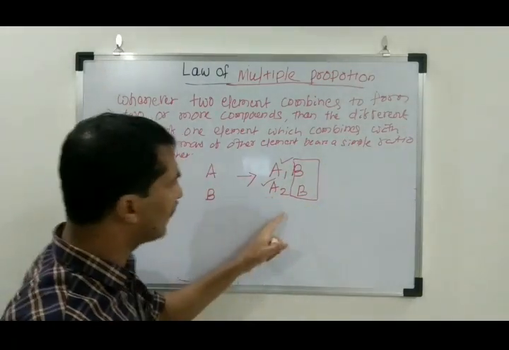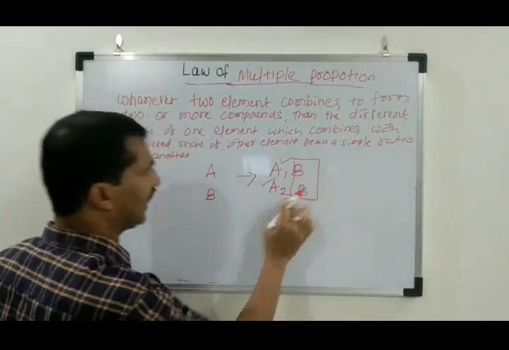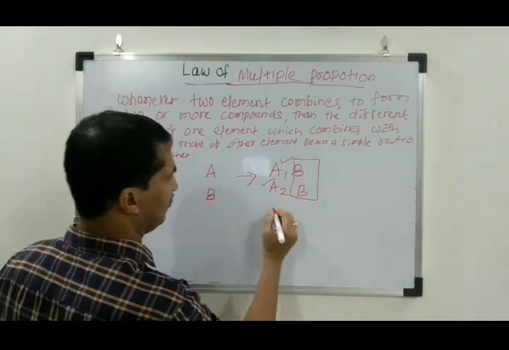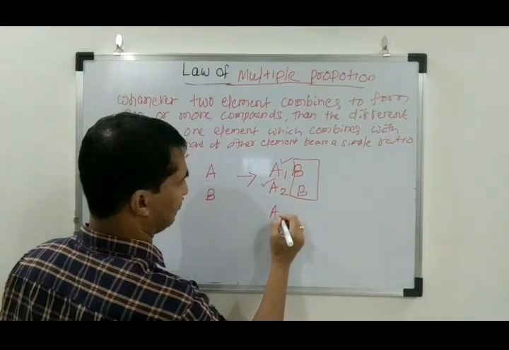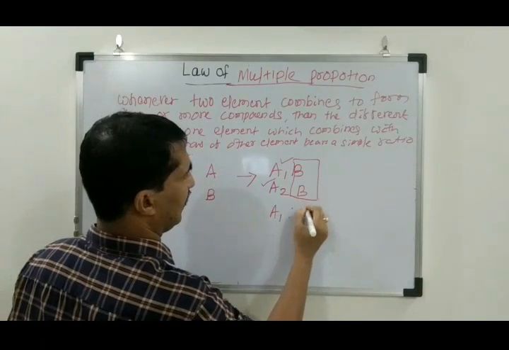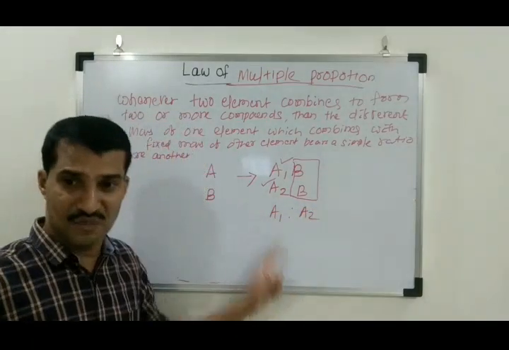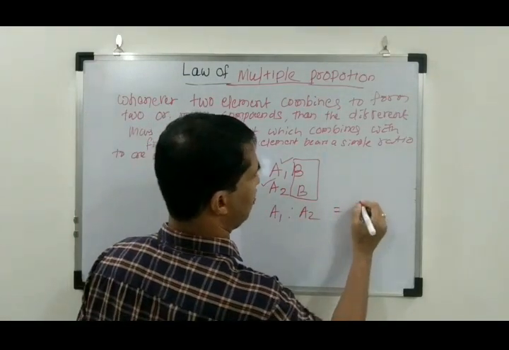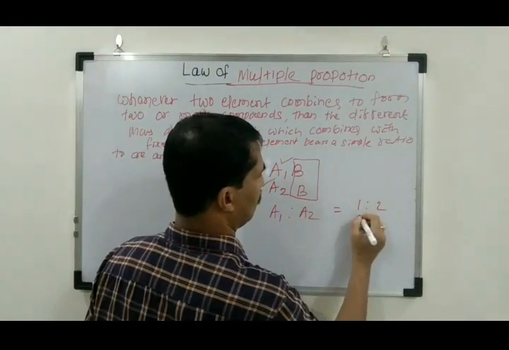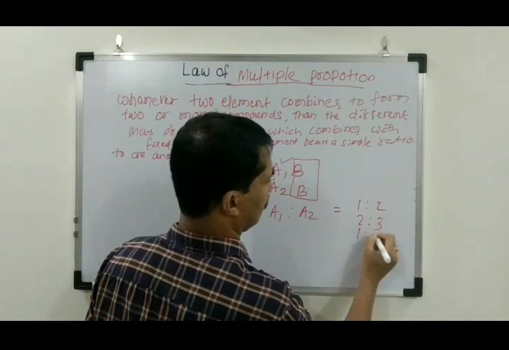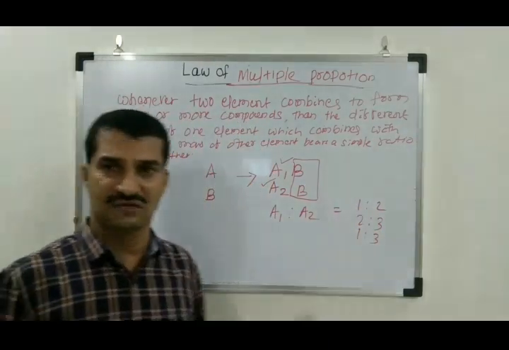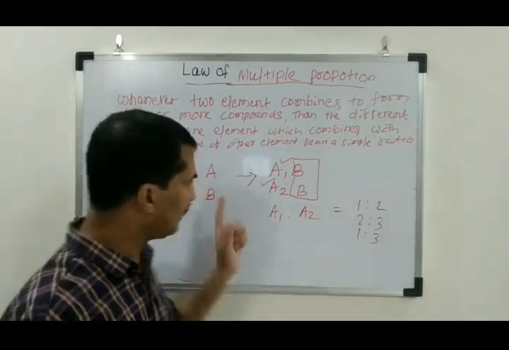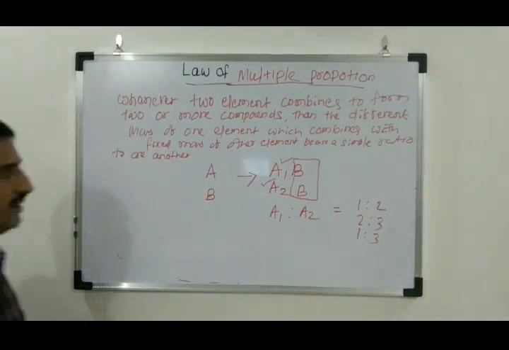What the law is telling us is that when the B mass is fixed, then if you take a ratio of these different masses of A, A1 and A2, they must bear a simple ratio, maybe 1:2, 2:3, 1:3. It should maintain a simple ratio to one another. This is what the law says.